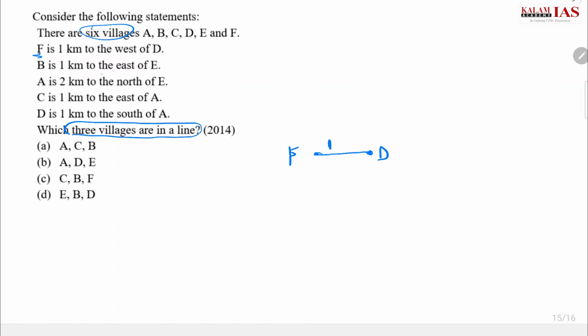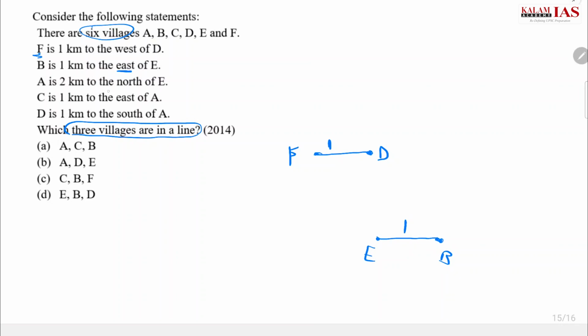B is 1 kilometer to the east of E. Suppose E is here. It is 1 kilometer east of E. So if E is here, B will be somewhere here because it is east of E.